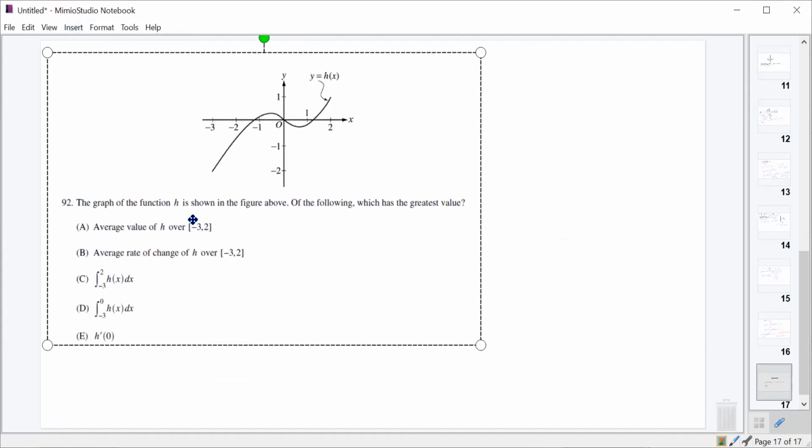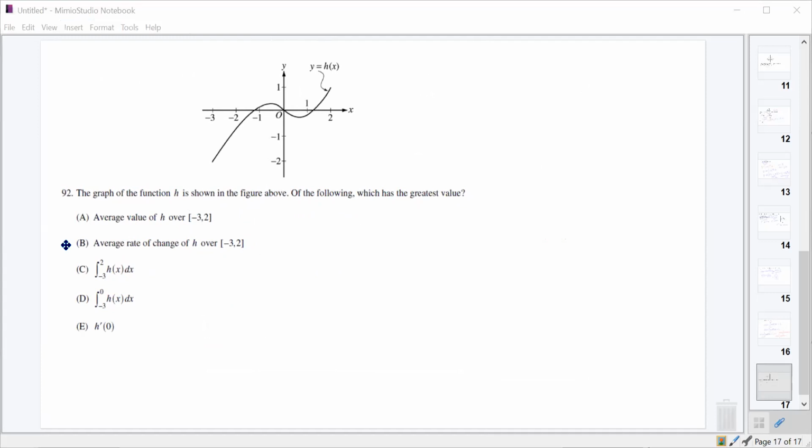All right, so 92, we got the graph of h shown here. And we want to know which of these things has the greatest value. So we're just going to go through and investigate each of these different things and see what we can find out about each one.